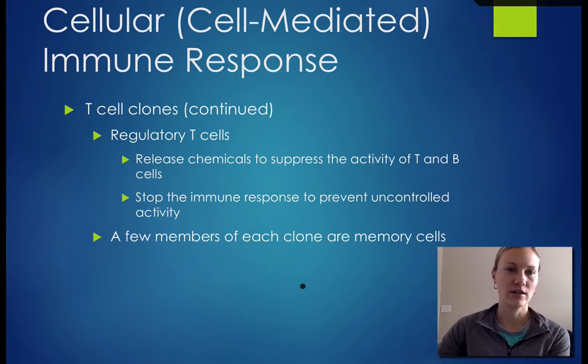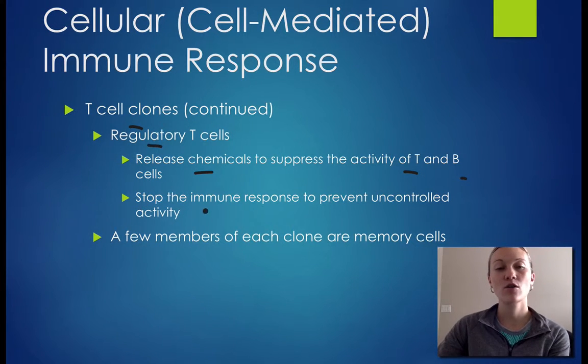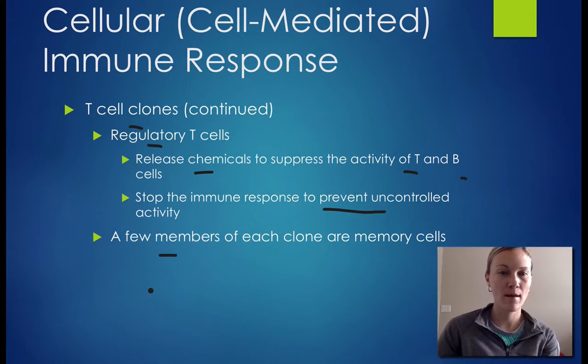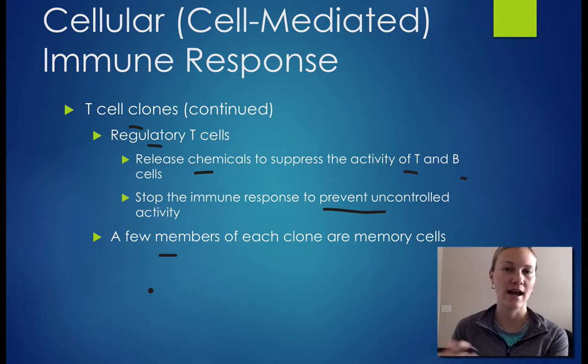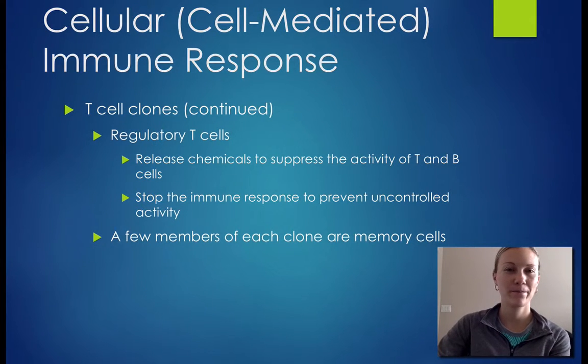All right, so the T cells are the clones. Then you have regulatory T cells. They are going to release chemicals that suppress the activity of T and B cells. They can also stop the immune response to prevent uncontrolled activity. And then a few members of each clone are memory cells. So you have some T cells that act as memory cells as well.